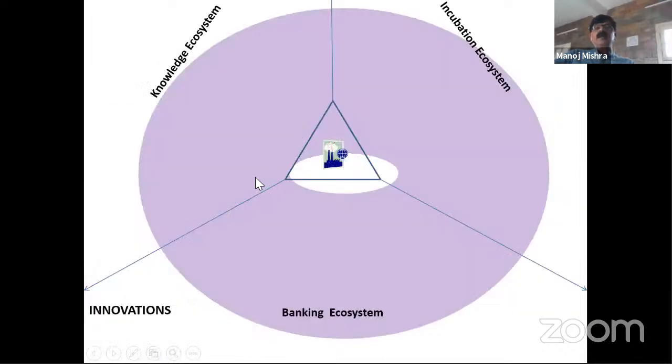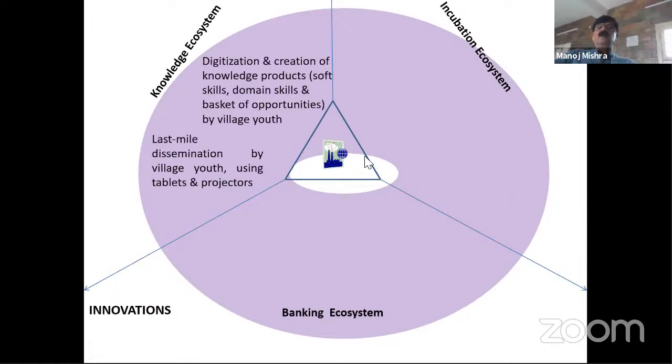In a way, the things that we have just now spoken about are leading towards the products that we are talking about. It is talking about digitization and creation of knowledge products that we should look at, as an institution or as an agriculture university, or maybe even some of the entrepreneurs can look into that. How can we develop those knowledge products related to soft skills and domain skills, which can be taken up very well by the village youths, and maybe not just village youths, even the urban youths, who can get interested in this particular domain.